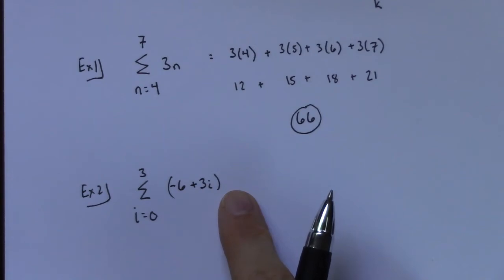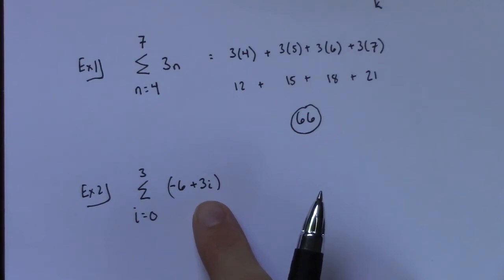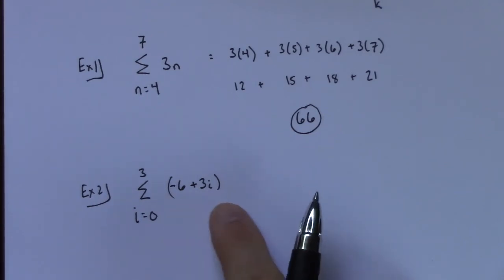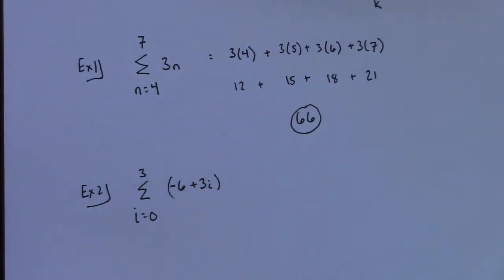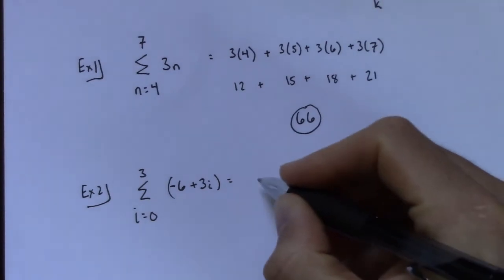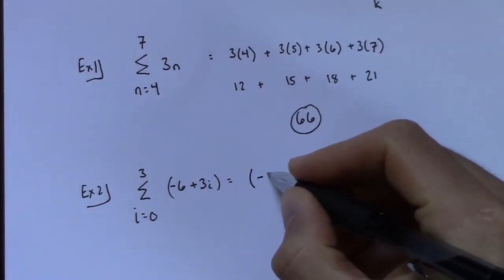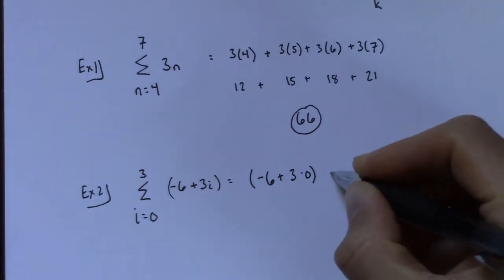We might not see very many of these, but in higher levels of math, there may be instances where you've got more than one variable in this, and so rather than ending with just a number, you might end with an expression that has variables still in your answer. So I'm going to do the same thing I did up above, where I'm going to take the 0 and plug it in. So my first term, I've got -6 plus 3 times 0.